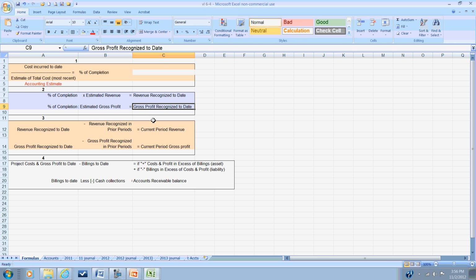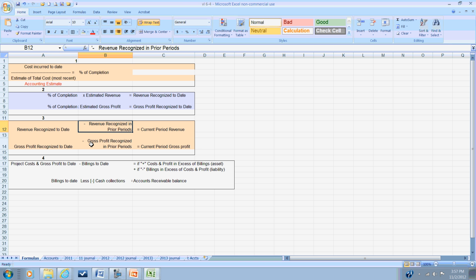After the initial period, we will need to make the calculations here in number 3. And these are for the current period revenue and current period gross profit. We're going to take the revenue recognized to date that we calculated in number 2 and subtract out any revenue recognized in prior periods. So in year number 2 of a contract, we would subtract out the revenue we recognized in year 1. And this would be a cumulative amount.